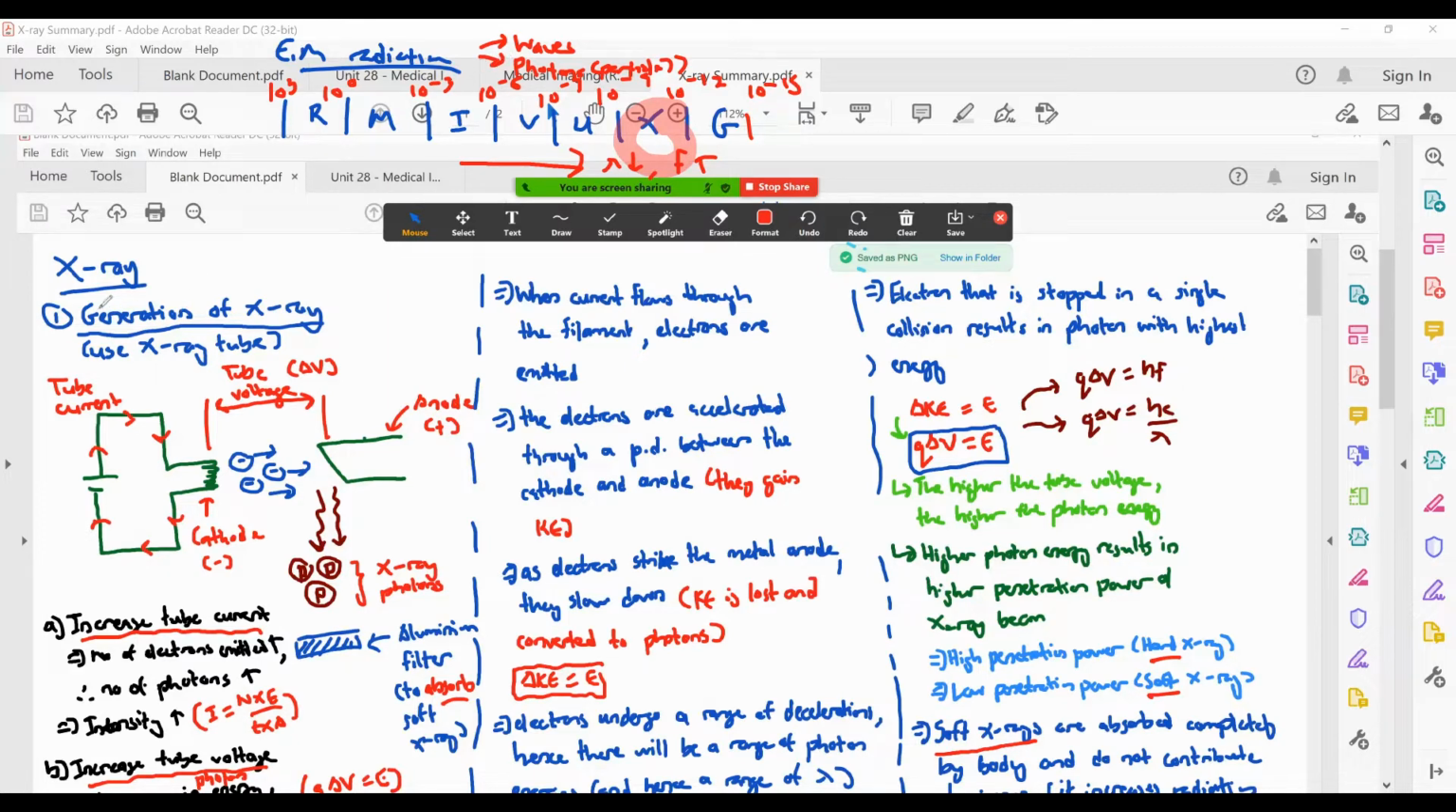So here we make use of that knowledge that EM radiation can be thought of as particles called photons. All right, so how do we generate X-ray in the first place before we do an imaging of your internal body structure? When we want to generate X-ray, we have to make use of something called an X-ray tube.